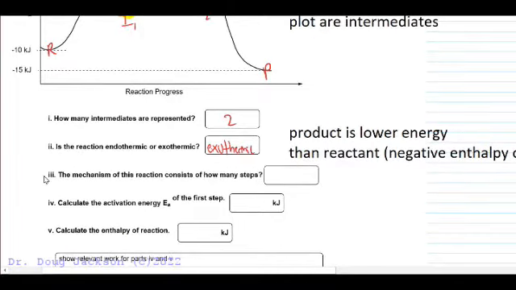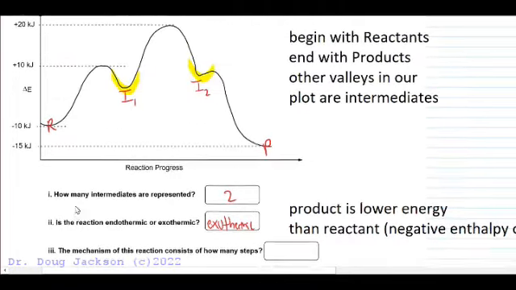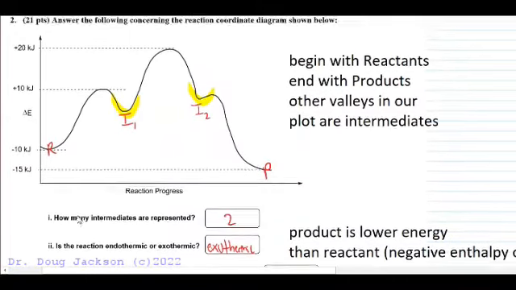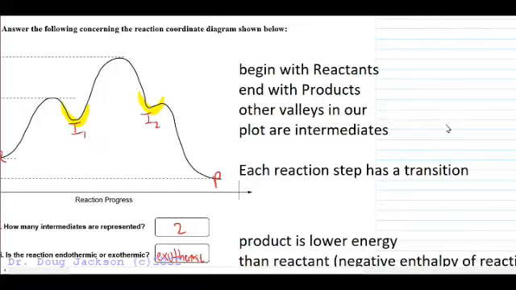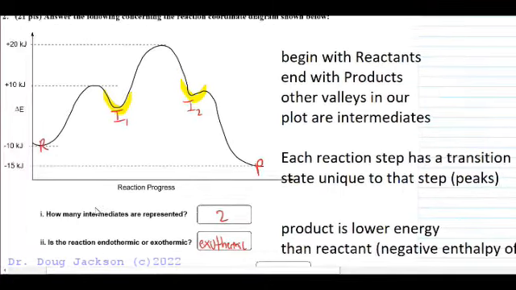The mechanism of the reaction consists of how many steps? We can always tell by how many transition states there are. Each reaction step has a transition state unique to that step. These are going to be peaks. So we've got peaks and valleys. Our transition states are going to be the peaks here, with our intermediates being the valleys in our structure.